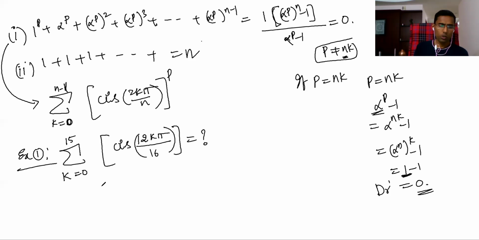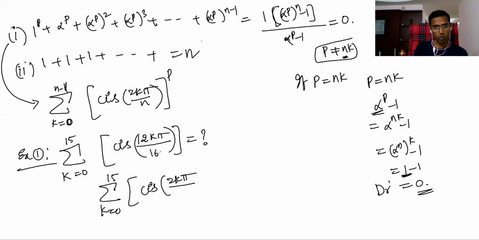So you can write the summation k equal to 0 to 15 of cis of 2k pi by 16, whole to the power of 6, because this 6 we can write as the power. So this is the 6th power of nth roots of unity, and that is going to be 0 again. Questions will be like this. Okay, let's go to the next one.